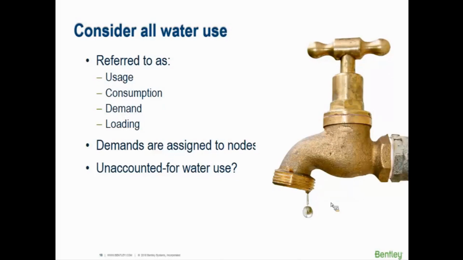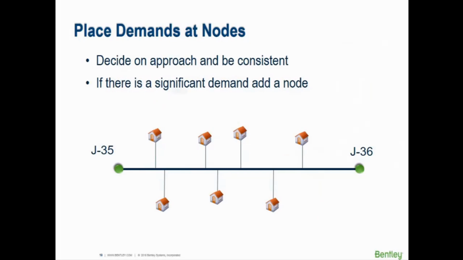And if you're comparing your model data to pressure gauge data, was that pressure gauge data taken when there was a fire event, when there was a flushing event, with any of these variables going on? If so, you need to include that in your demands. Now, let's think about placing demands in a real model for your system.